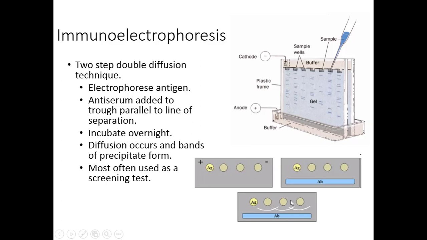So I apologize if that's confusing. I always do that. First you electrophorese the antigen, and then you secondarily add antibody to a trough and watch the precipitation form. So the precipitation doesn't form right away.